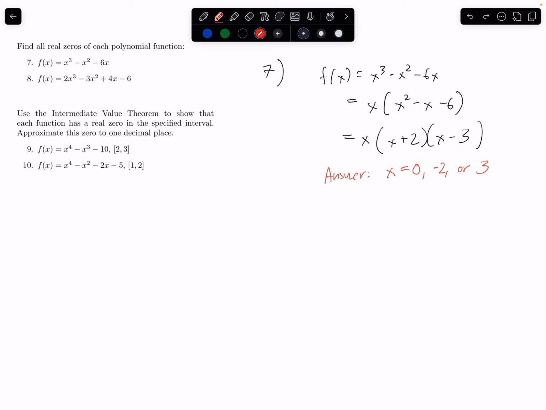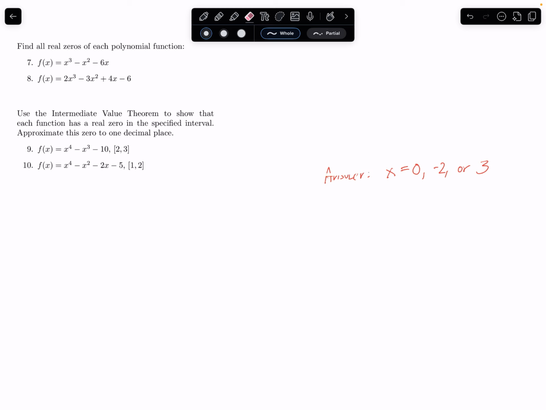Okay, number 8. Let's clear the books before we start, so we get more space to see this thing. Okay, here we are, number 8. We've got f of x equal to 2x cubed minus 3x squared plus 4x minus 6. And you ask yourself, oh, shucks. I don't see an obvious factoring here. I've got like 4 terms. What am I going to do?